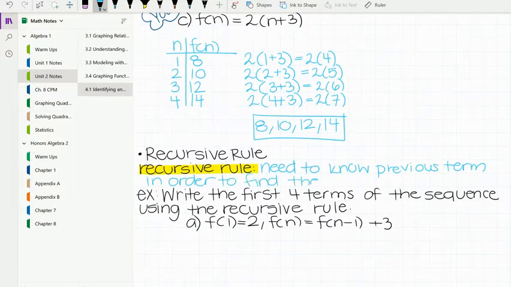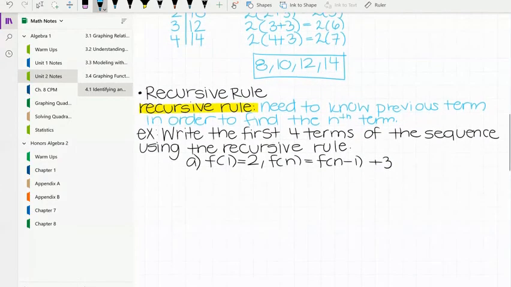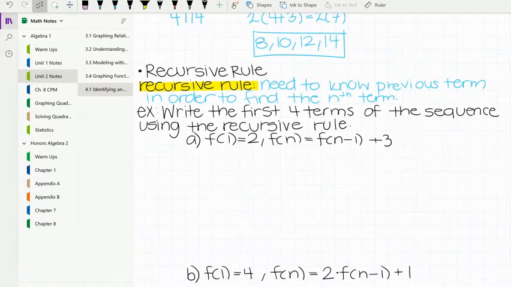Okay, so it builds off of the previous answer. As opposed to plugging in n, you actually would plug in the previous answer. So we want to write the first 4 terms of the sequence using the recursive rule. I will be showing you 2 different ways.